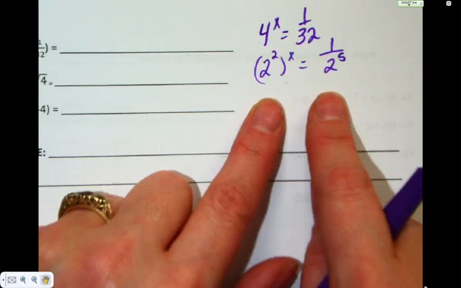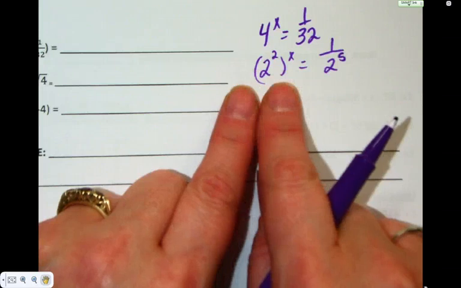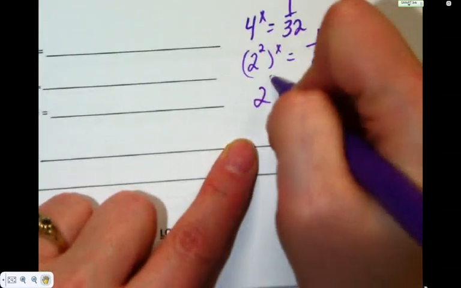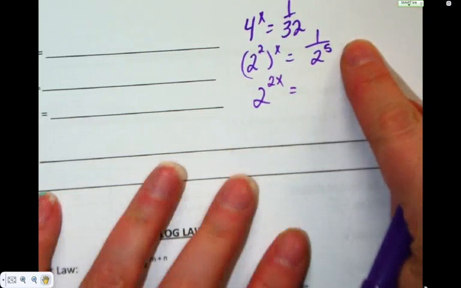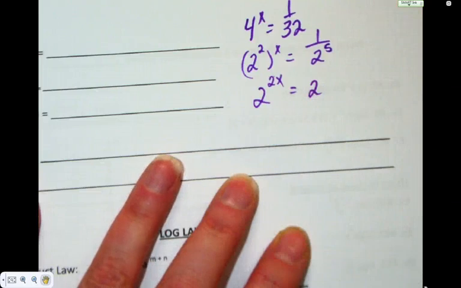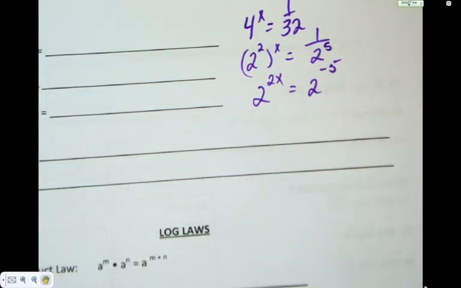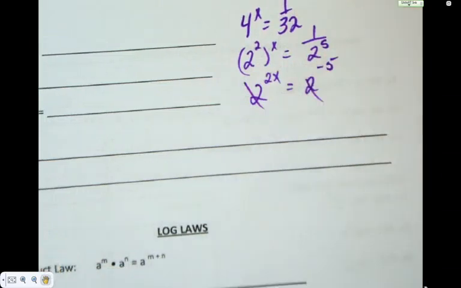Simplify using exponent laws. Okay, exponent law on the left says we need to do what with those exponents? Multiply, so this becomes 2 to the 2x. Fraction on this side says we're using our negative exponent law, so this becomes 2 to the negative 5. How do we know when we're done simplifying? Both one base, no fractions going on, cross them out. X equals.